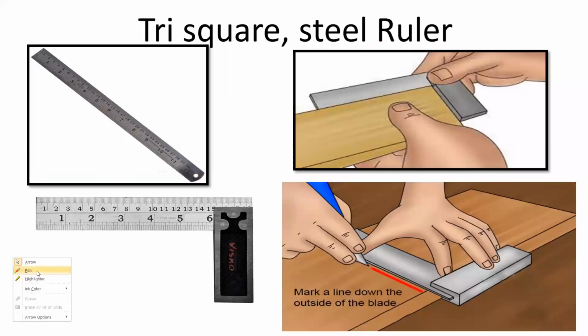Then the second device or instrument, tri square and the steel ruler. Okay, so tri square, you must have seen this in the carpentry shop. Okay, so this is used to draw parallel lines, or you can check that the edges are exactly perpendicular. Okay, so you can check this 90 degrees, and you can even draw parallel lines with the help of this tri square.